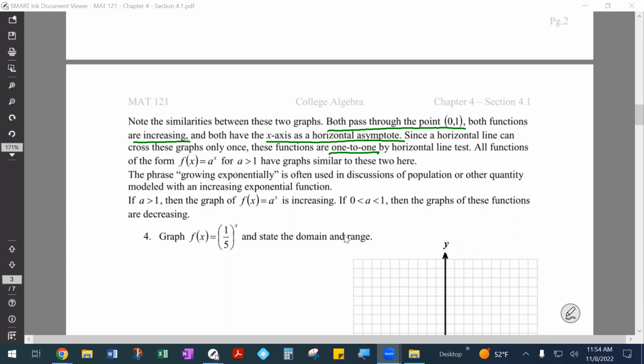All the functions that have this form, where your base is going to be a number larger than 1, so a base of 9 or a base of 5, are going to have all of the same properties over here. And this is what we talk about when we're talking about something growing exponentially. Like I was mentioning earlier, population grows exponentially. You can talk about investments growing exponentially.